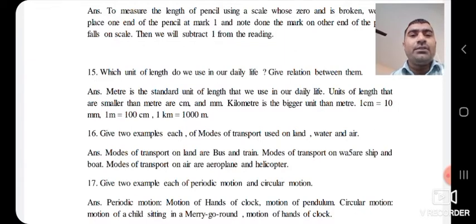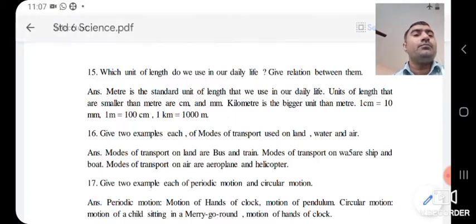Which unit of length do we use in our daily life? Give relation between them. See, the meter is the standard unit of length that we use in our daily life.